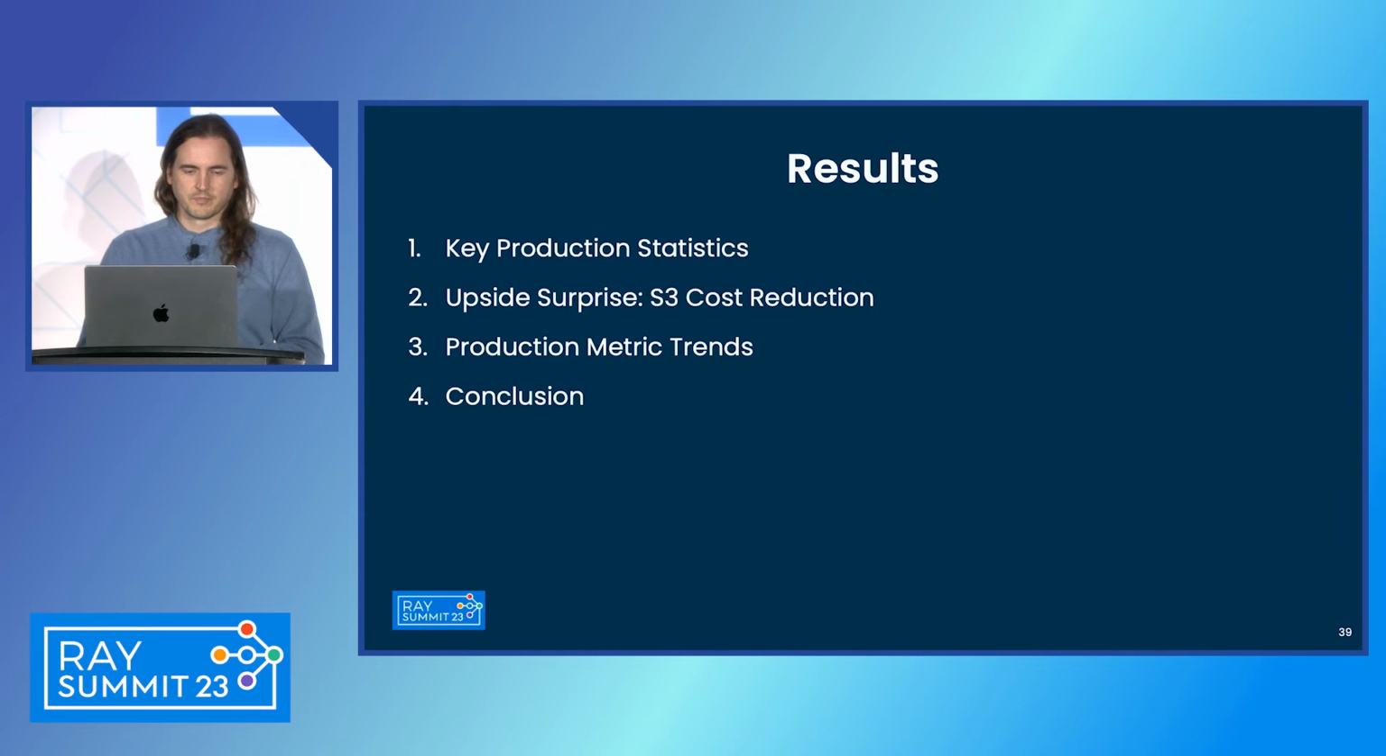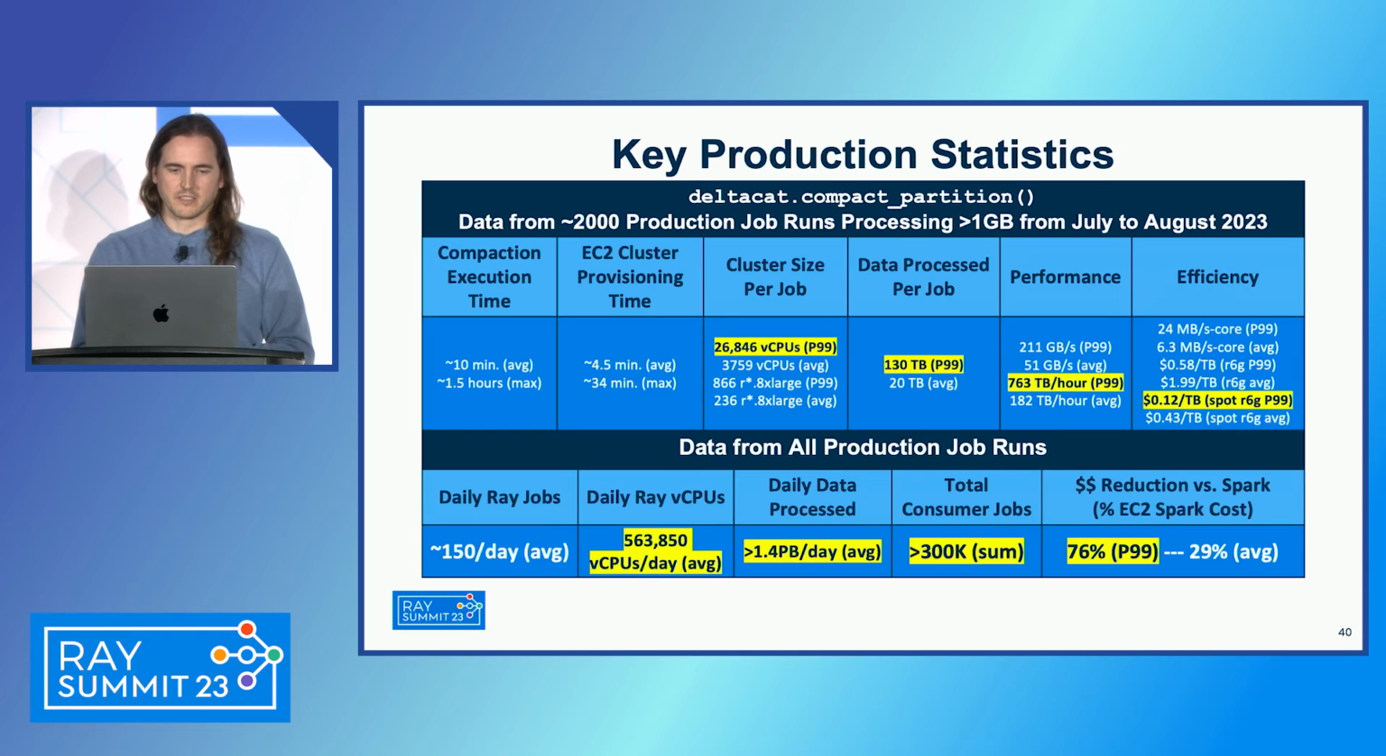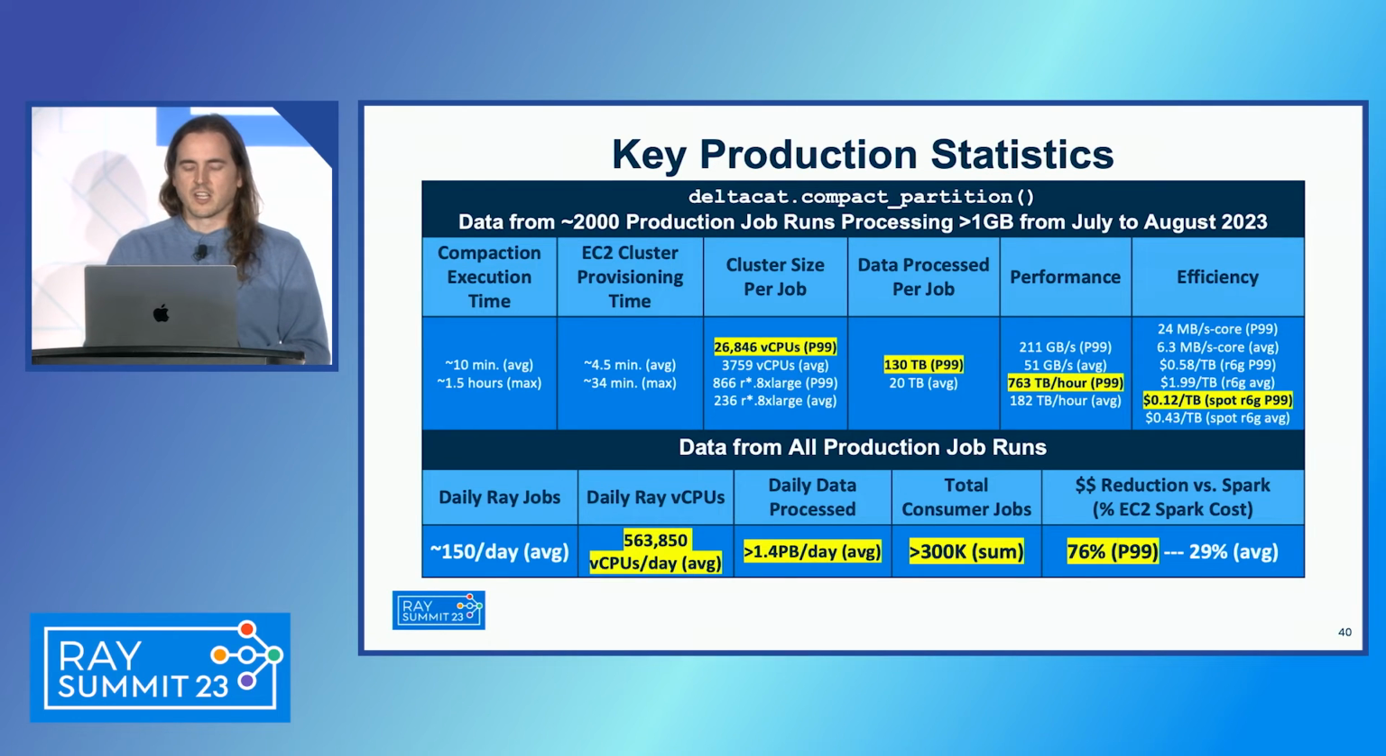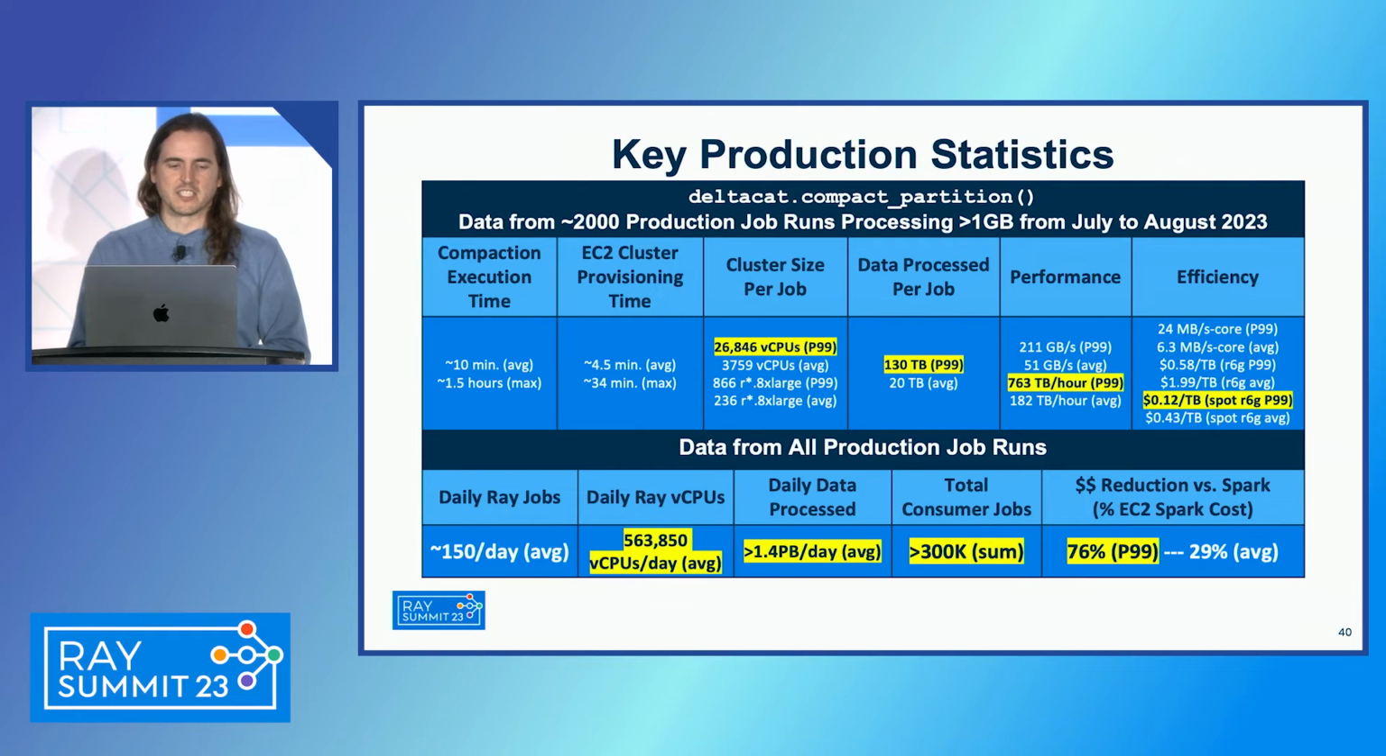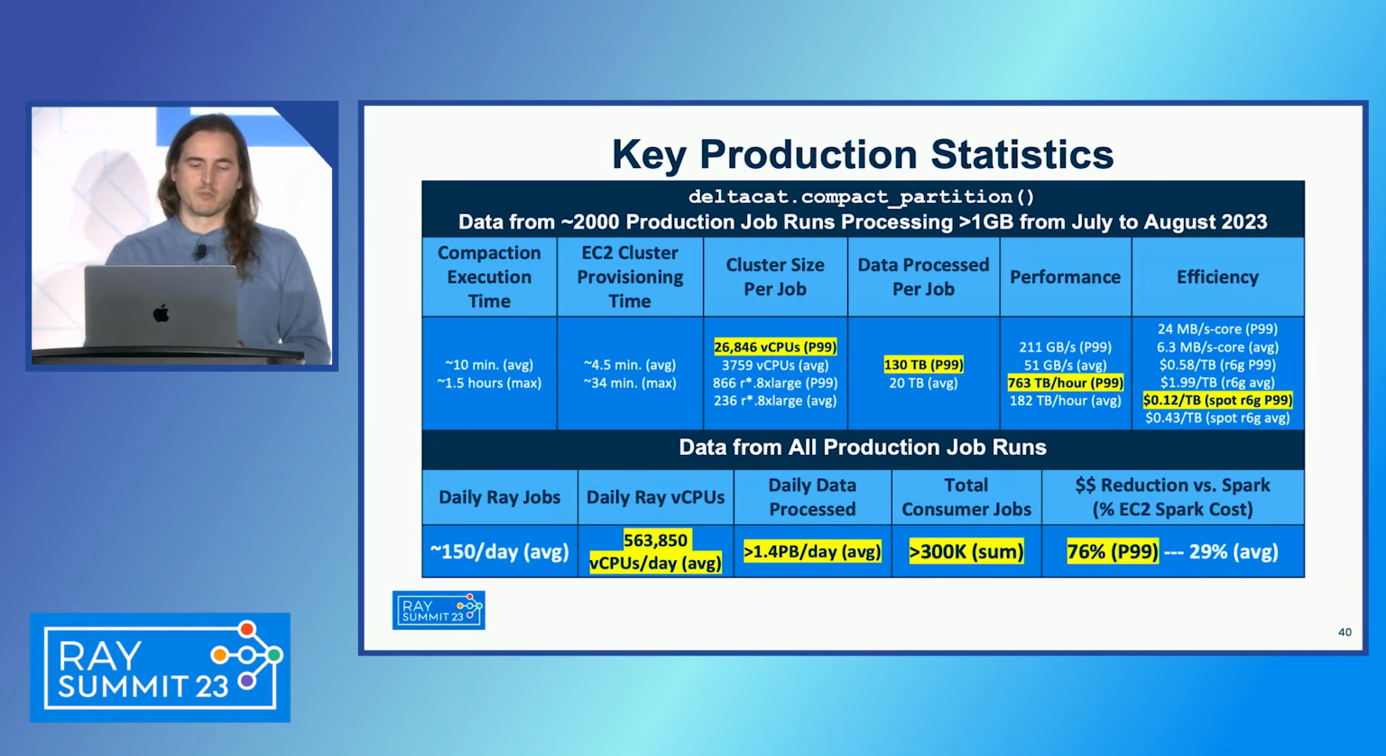And so let's get into some of the results that we picked up here. This is kind of the interesting stuff. So some of our key production statistics here are, our largest cluster sizes that we're running in production right now, the P99 is about 27,000 vCPUs per cluster, so pretty huge. P99 of data processed per job is about 130 terabytes, and P99 of performance is about 763 terabytes per hour.